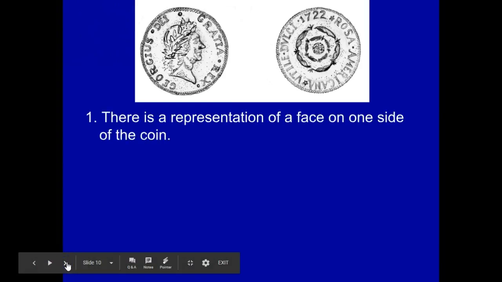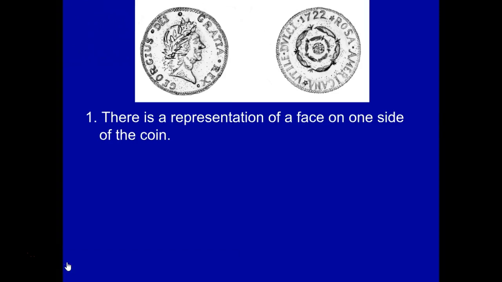You're looking at 2 coins right now. I'm sorry, it's not 2 coins. I'm funny. It's the same coin, but it is the front as well as the back. So taking a look at that picture, on your sheet of paper, there's a section for you to identify if it's an observation or if it's an inference. So there is a representation of a face on one side of the coin.